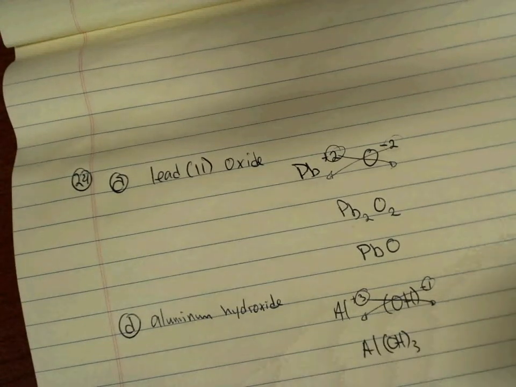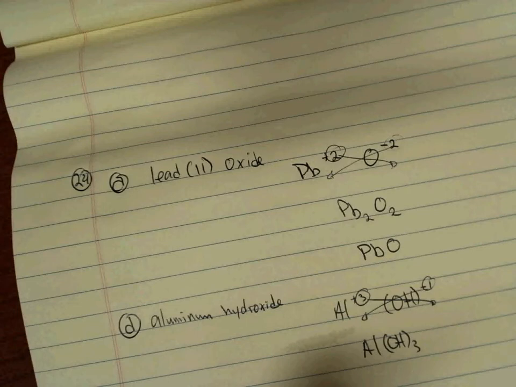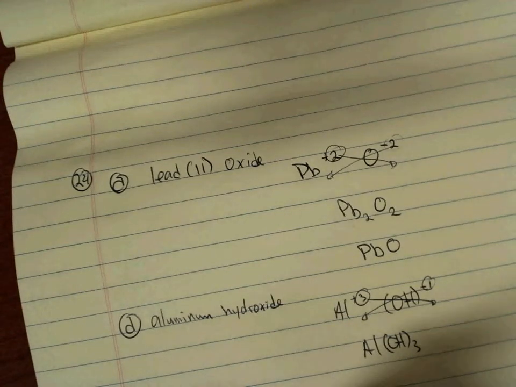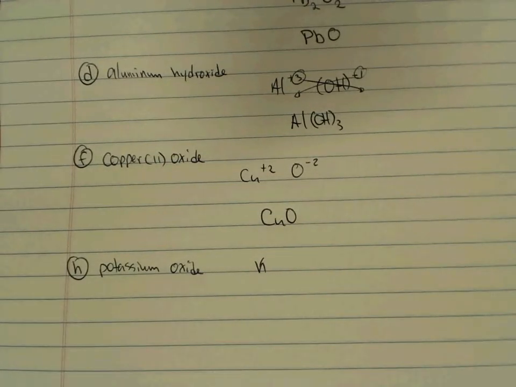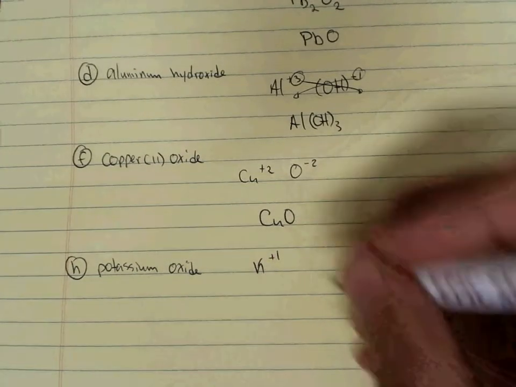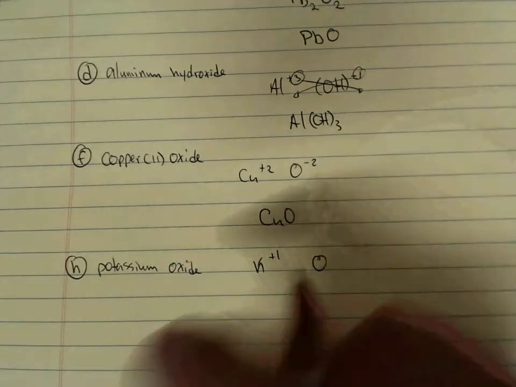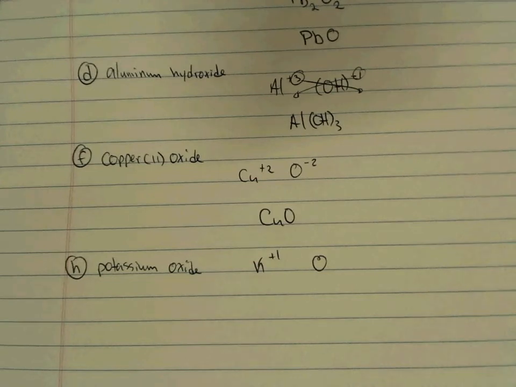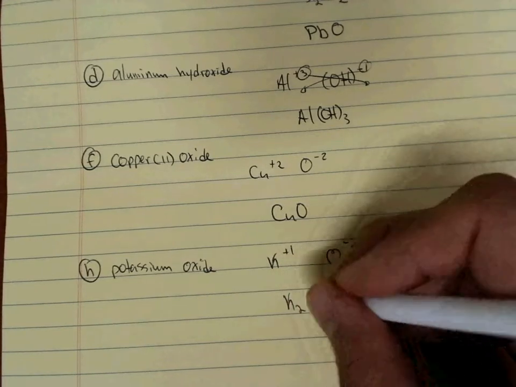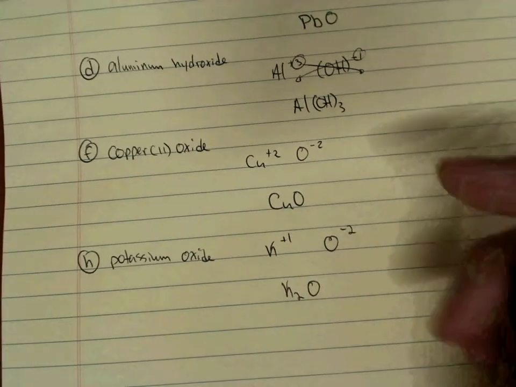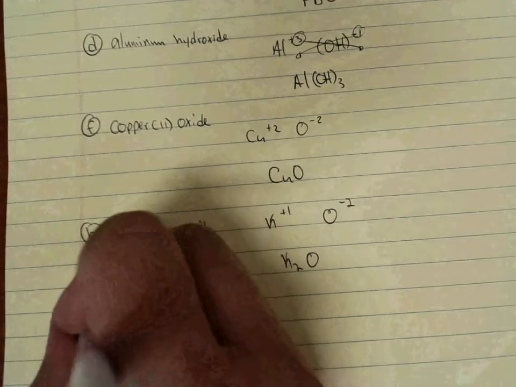Then I have H. H is potassium oxide. Potassium oxide would be K for potassium. Sorry about that, potassium is in group 1, so it has a positive 1 charge. Oxygen is in group 16, so it has a negative 2 charge. I'm going to crisscross, so I have K2O1, potassium oxide.